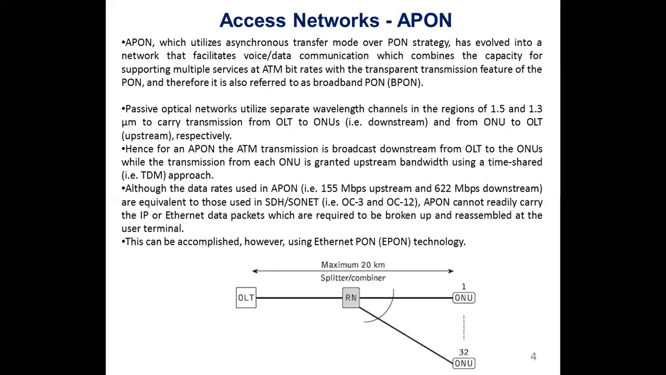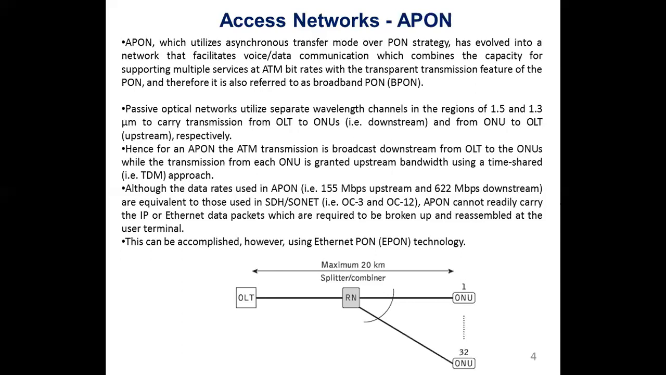So for the APONs, the ATM transmission is broadcast downstream from OLT to ONU, and the transmission will be upstream. But here the transmission will be granted using a time shared or a TDM approach. But we know that the TDM approach is already not very efficient because it is a static approach. So the data rates basically used are somewhere 155 Mbps upstream and some 622 Mbps downstream. And this is basically the OC-3 or optical carrier 12 in SDH or SONET.